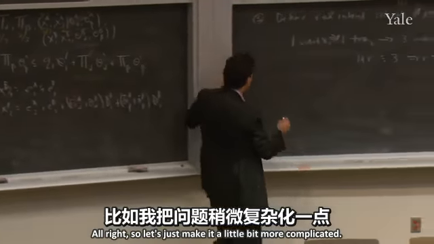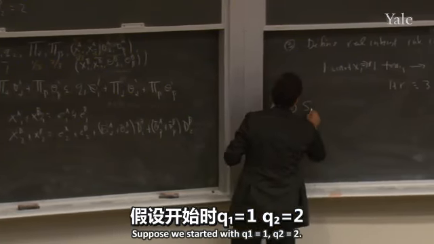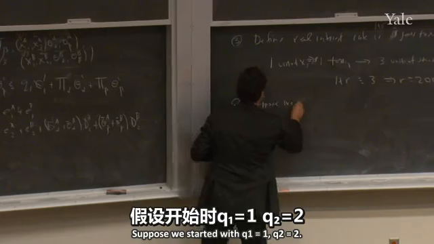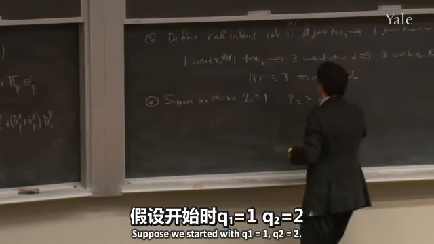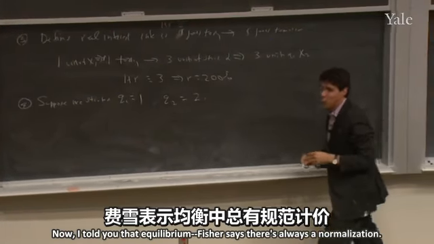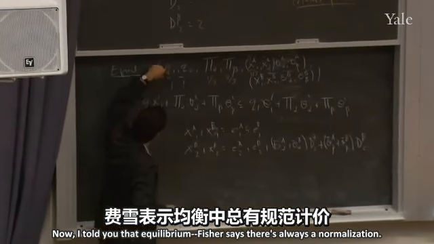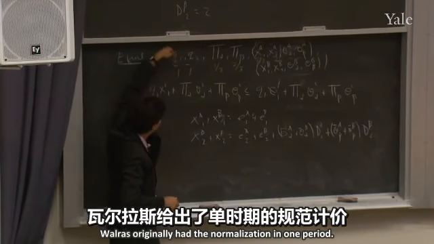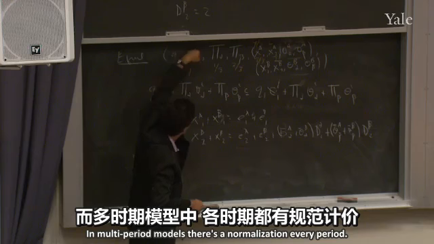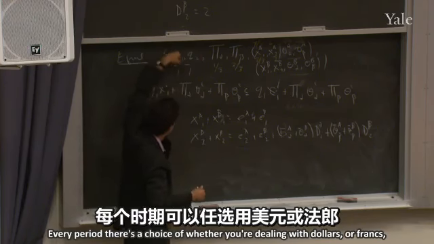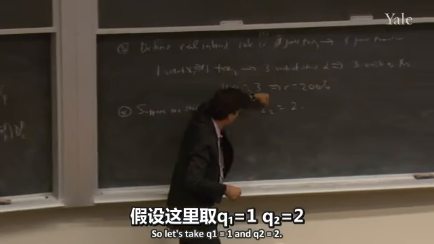All right, so let's make it a little bit more complicated. Suppose we started with Q1 equals 1, Q2 equals 2. Now, I told you that in equilibrium, Fisher says, there's always a normalization. Walras originally had the normalization in one period, in a one-period general equilibrium model. In multi-period models, there's a normalization every period. Every period, there's a choice of whether you're dealing with dollars or francs or centimes, so there's a free normalization. So let's take Q1 equal to 1 and Q2 equal to 2.